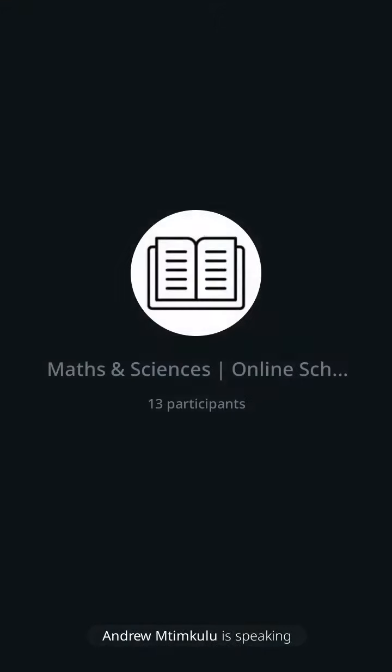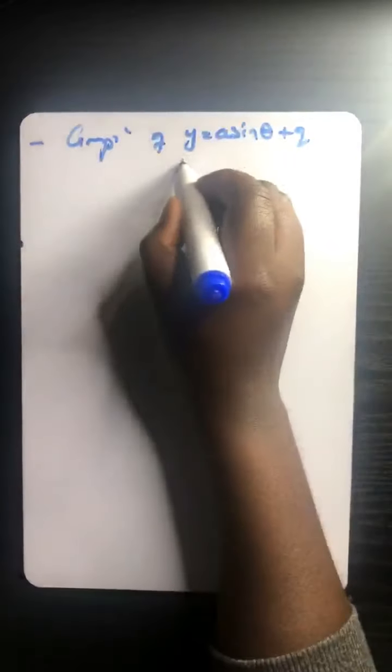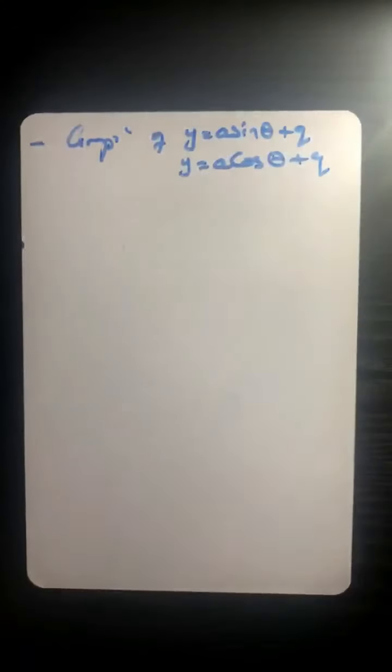Sir. Yes, sir. Okay. So now I'm going to remove all of that. Let me move to the next part of the notes. On my notes, I'm saying graphs of y equals a sine of an angle plus q, and also that of y equals a cos of an angle plus q.